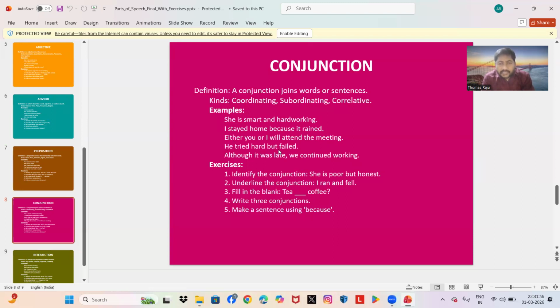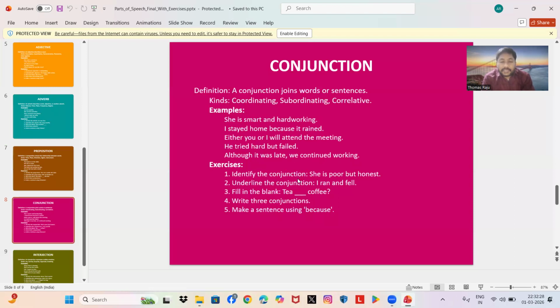He tried hard but failed. Here, but is a conjunction. Although it was late, we continued working. ఇందులో conjunction అంటే although. It was late, we continued working. So this is meaningless until and unless we have a conjunction here. So although it was late, అంటే ఇది లేట్ అయినప్పటికీ కూడా we continued working. మేము వర్క్ కంటిన్యూ చేయడం జరిగింది అన్నట్టు.